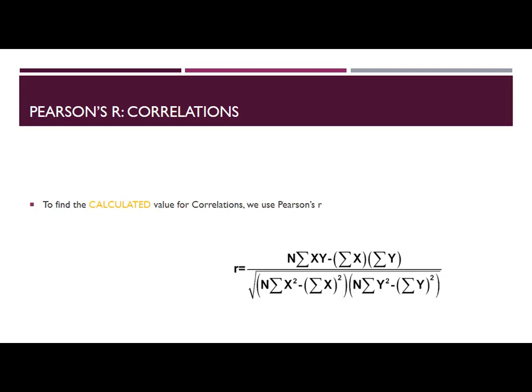You do a bunch of math, okay? Not a ton, but you do a little bit. That's how you find the calculated value for Pearson's R. Although the equation looks monstrous, it really only consists of a few values. For example, we see that there's an n. Okay, well, n is just the number of pairs you have.